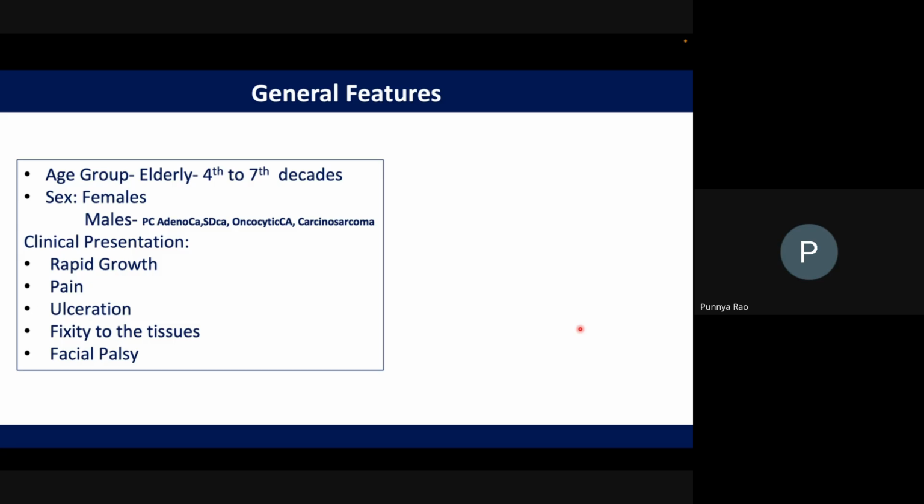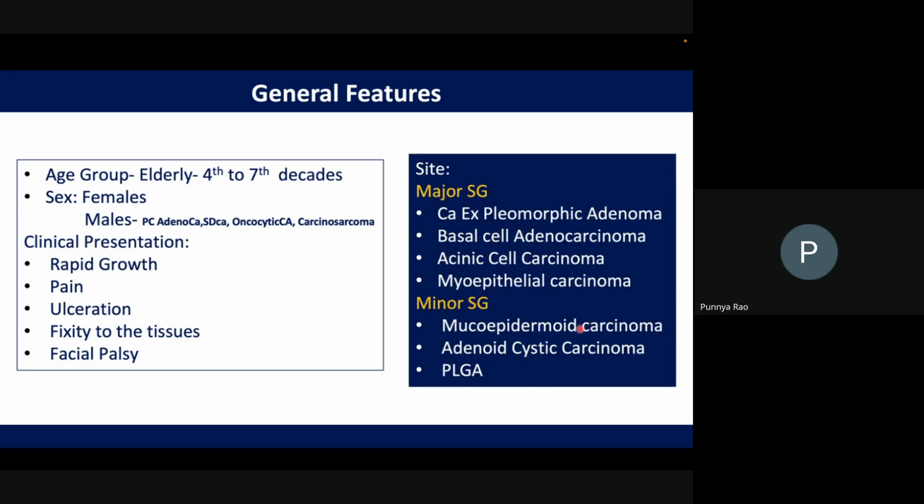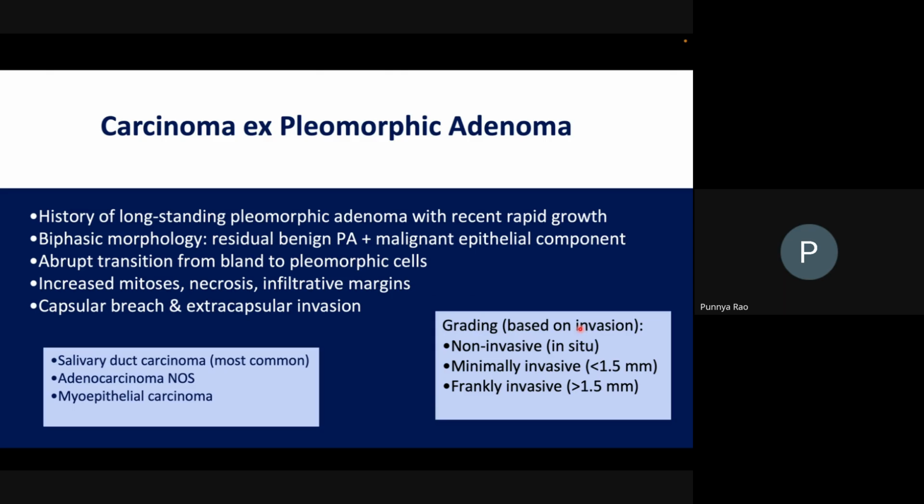And they have some site specificity in the sense that in major salivary glands, most commonly you get basal cell adenocarcinoma, carcinoma ex pleomorphic adenoma, and secretory carcinomas. In minor salivary glands, common is mucoepidermoid carcinoma, followed by adenoid cystic, and then you have your PLGA, which is more commonly seen in minor salivary glands. So that could also hint towards the diagnosis. So let's go to individual tumors now.